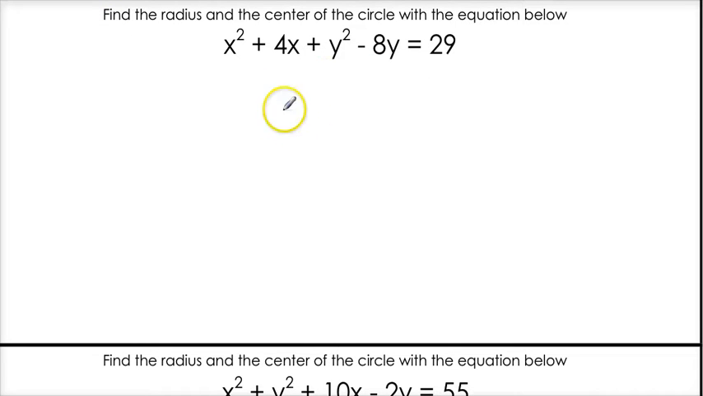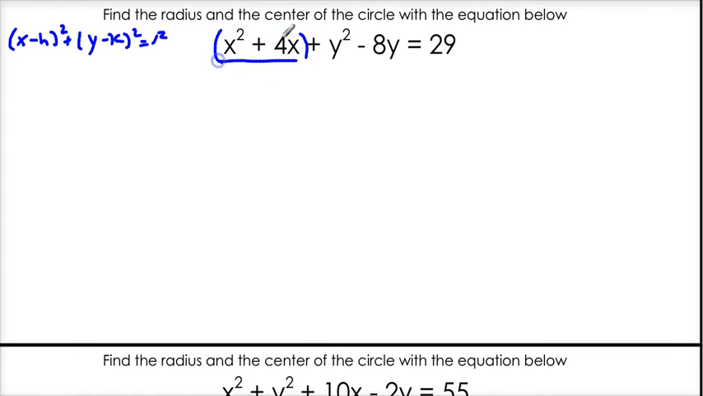All right, let's go for example number 2. We're going to find the radius and center of the circle with the equation below. Once again, it's not in the form that we know, which is (x minus h) squared plus (y minus k) squared equals r squared. We have to put this in that form. So what we're going to do is take our 2 x terms right here and group those together. And we're going to take our y terms now and group those together.